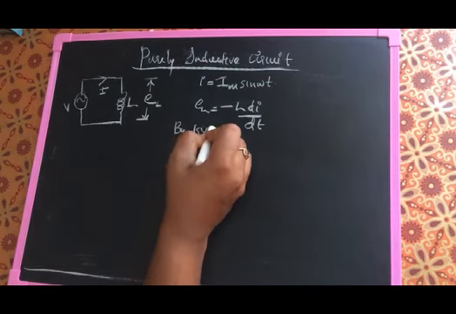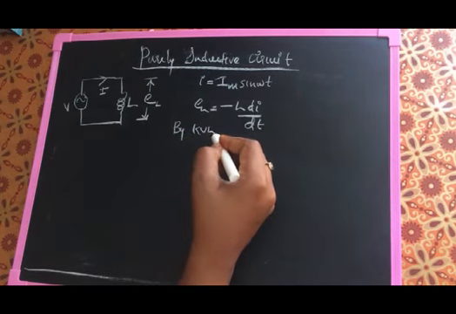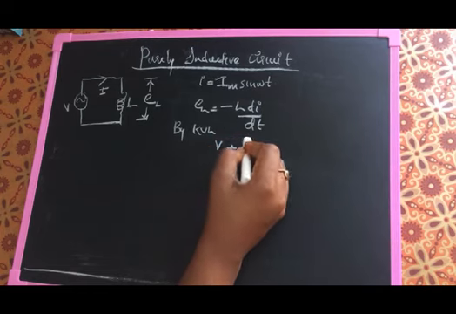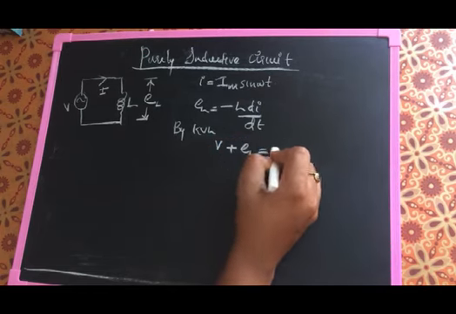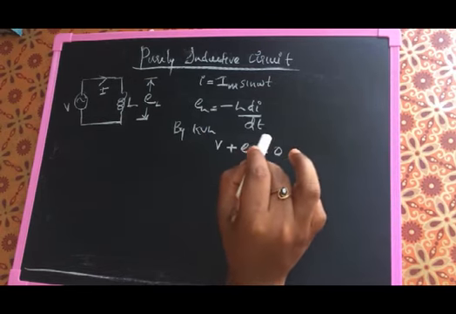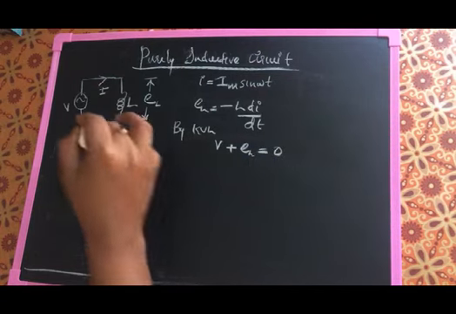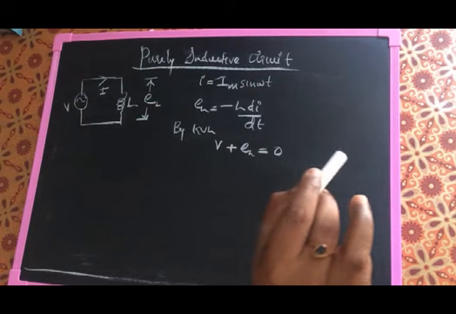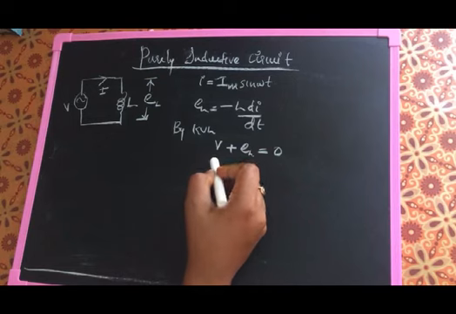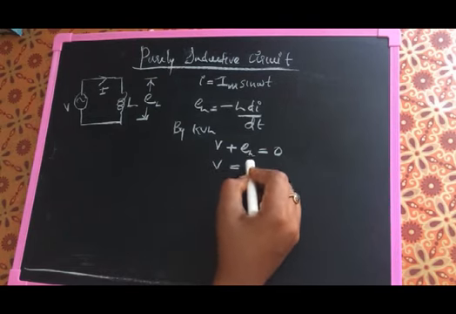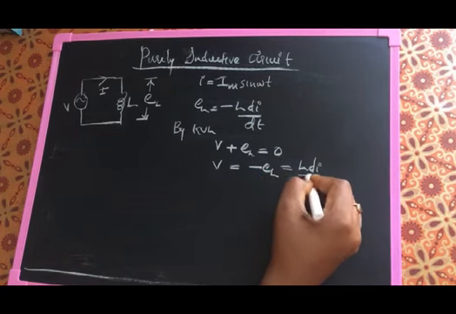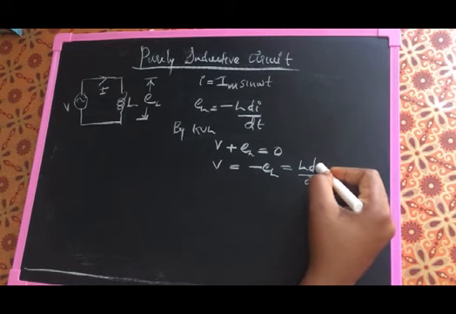Applying KVL in this circuit, we can write V plus eL is equal to 0. What is KVL? KVL is Kirchhoff's voltage law, that is, the sum of all voltages in a mesh or in a loop is equal to 0. Applying that, I can write V plus eL is equal to 0. So you can rewrite it as V is equal to minus eL, that is equal to L di by dt.